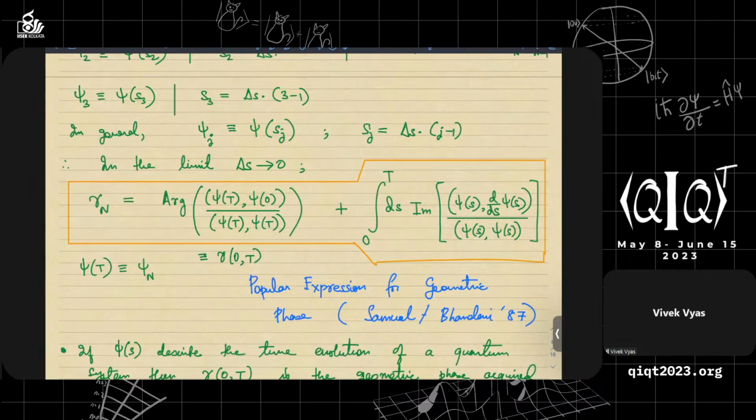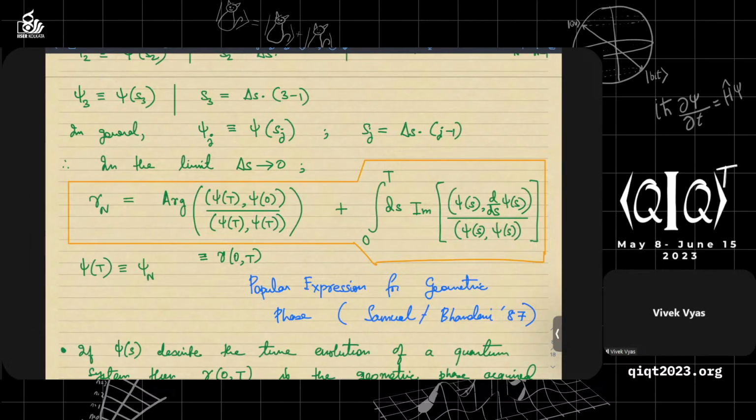And this quantity is popularly called the Berry vector potential in the literature, or sometimes it is also called the connection, just different words for now. And this is the popular expression of the geometric phase as given by Bhandari and Samuel in 1987, a famous work on geometric phase, the most general expression for the geometric phase. For later, or just for the information of the audience, the first term is typically called the Pancharatnam total phase term. The second term is called the dynamical phase.